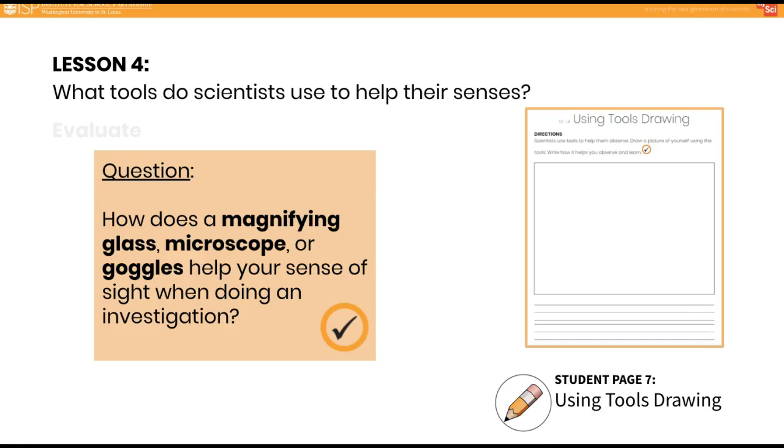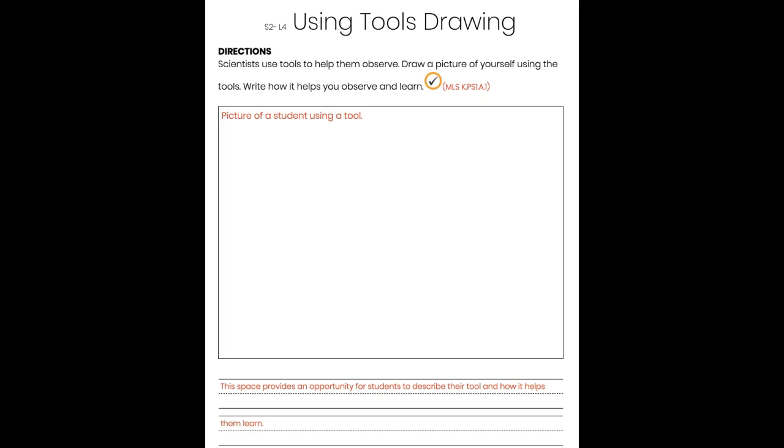In the Evaluate portion of this lesson, you will ask students, how does a magnifying glass, microscope, or goggles help your sense of sight when doing an investigation? This is a great way to hear how students feel these tools help us out when completing scientific investigations. Students will then complete the handout using tools drawing. Students should draw an image of themselves using a tool and then describe how they're using that tool to help them learn. If your students aren't ready to write, feel free to have them answer that question verbally.